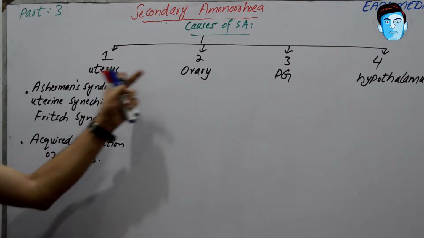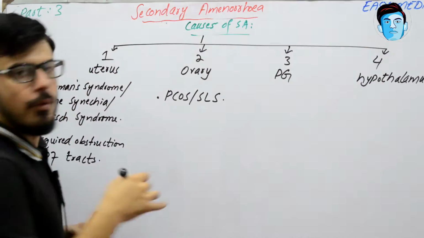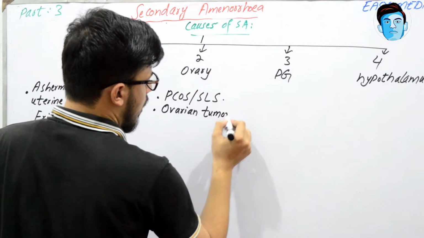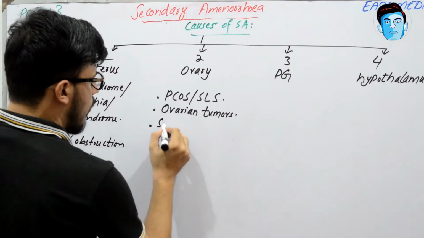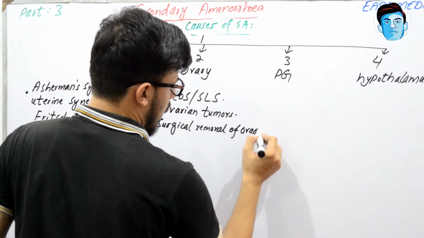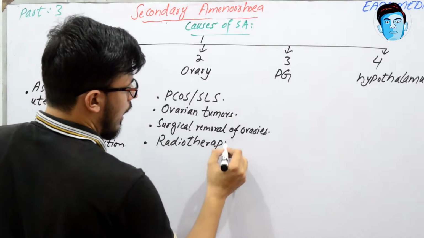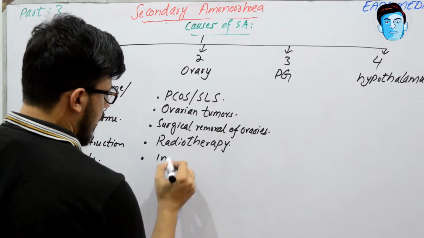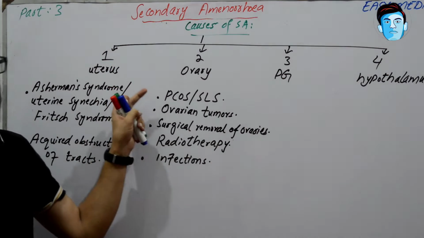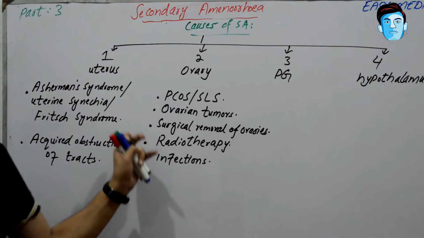Now moving toward the second compartment, what are the ovarian causes? That is Polycystic Ovarian Syndrome, which is also called Stein-Leventhal Syndrome. Another cause is ovarian tumors. The other cause is surgical removal of ovaries. Also radiotherapy and some sort of infections of ovary like in TB. So what are the ovarian causes? That is Polycystic Ovarian Syndrome, ovarian tumors, surgical removal of ovaries, radiotherapy and infections of ovary like in TB.